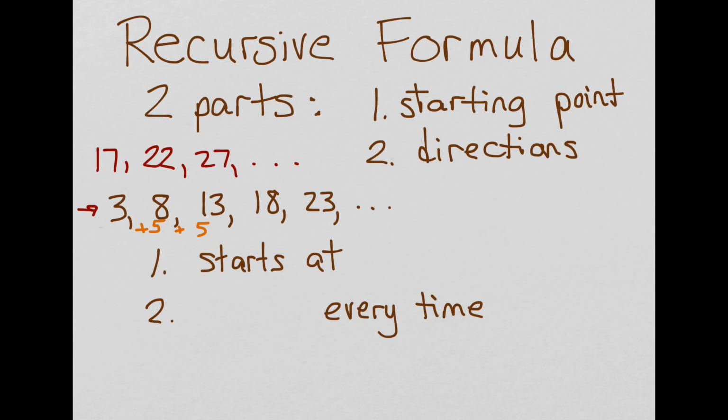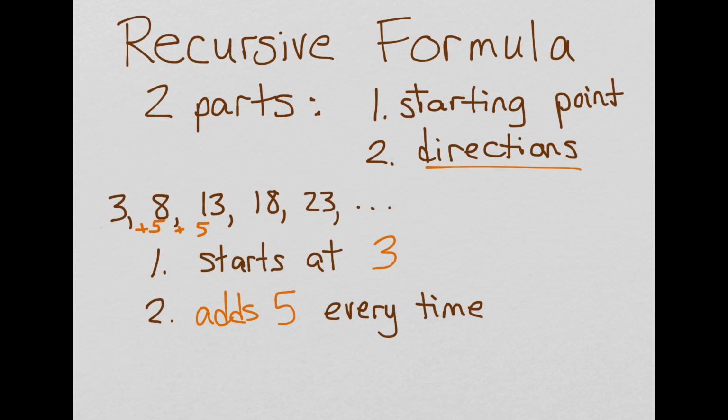Sorry about my cold. So that's why a recursive formula has to have two parts. It has to tell you where to start and what the pattern is. So let's go back to this one with a 3, 8, 13, 18, and 23. Where does it start? It starts at 3. And what does it do every time? Those are our directions. It adds 5 every time.